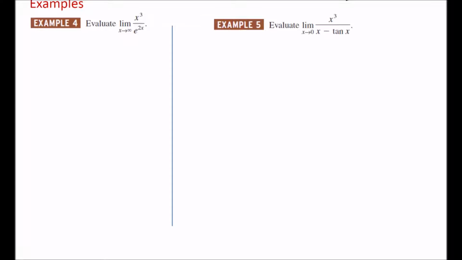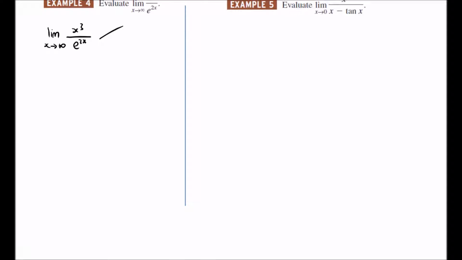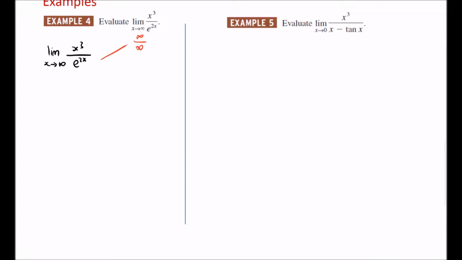Okay, now we can start example 4. Limit x approaches infinity, x cubed over e to the 2x. So again we check the value of the limit before we decide whether to use L'Hopital's rule or not. Okay, so we get infinity over infinity. So no choice, we have to differentiate.